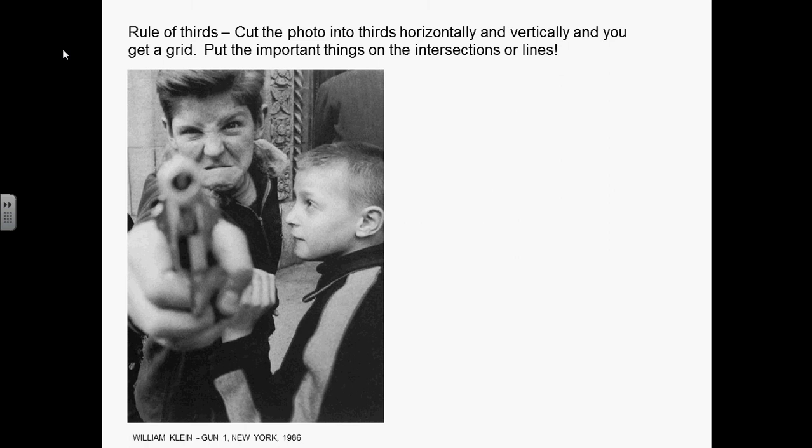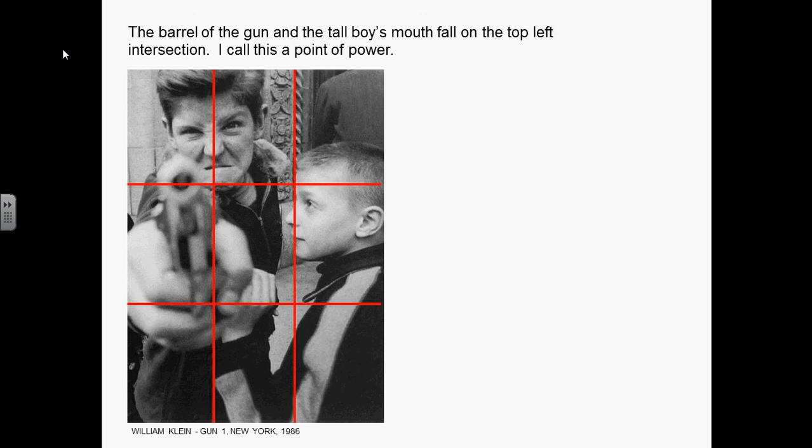Let's look at how this photograph by William Klein uses rule of thirds. If you notice, when the grid comes up, the boy on the left, the left vertical grid line goes right down his center. And if you look at the upper left intersection of the top line and left line, that's right where the boy's face and the barrel of the gun appear. This is not an accident.